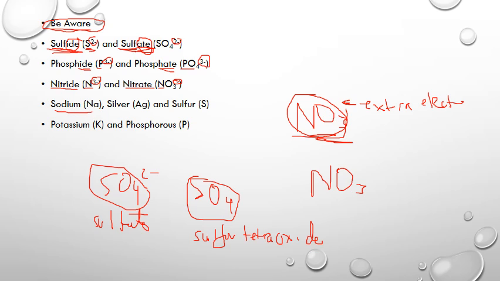Also sodium, silver, and sulfur get kind of mixed up. It looks like sodium starts with S, and so sometimes people put S as its chemical symbol. Same thing with silver. And same thing with potassium.